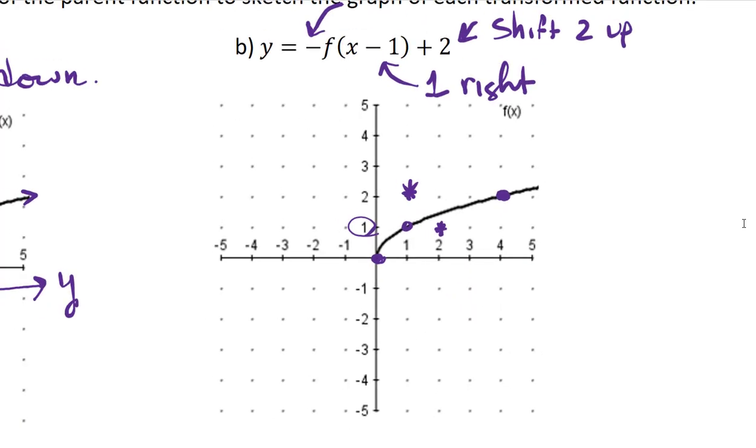And finally, our third point. So again, 1 unit to the right. Reflect along the x-axis and then up 2. And now with those star points, we're going to connect them together using the square root graph. And that is the graph of the equation y.